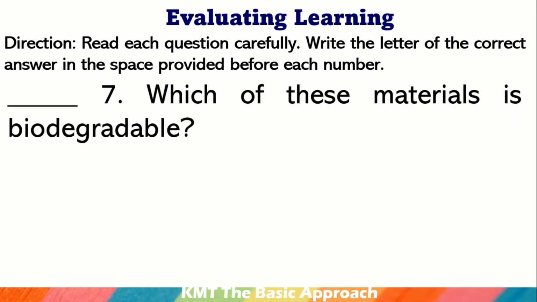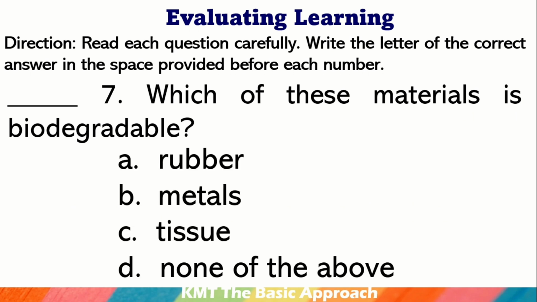Number 7. Which of these materials is biodegradable? Letter A, rubber. Letter B, metals. Letter C, tissue. Or letter D, none of the above. What is the correct answer? Good job! The correct answer is letter C, tissue.